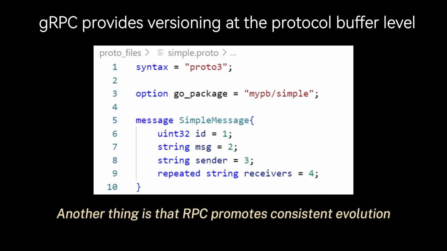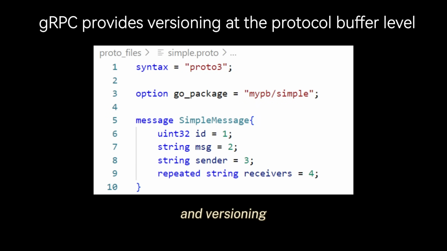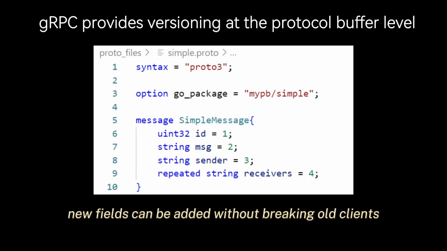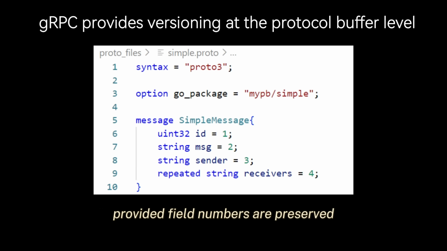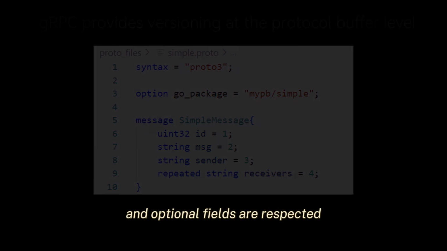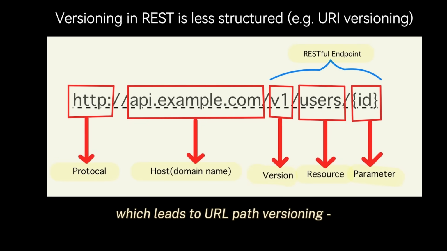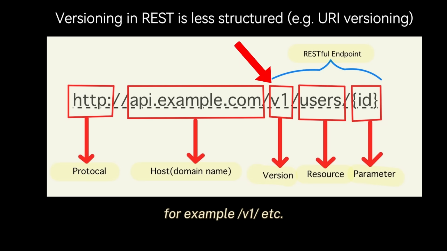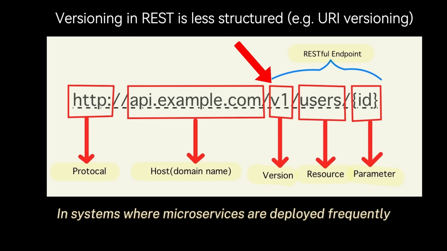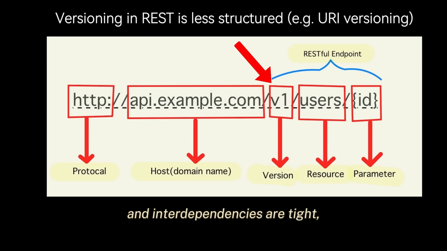Another thing is that RPC promotes consistent evolution and versioning. In these protobuf-based RPCs, new fields can be added without breaking old clients, provided field numbers are preserved and optional fields are respected. Versioning in REST is often much less structured, which leads to URL path versioning, for example /v1/ etc., or inconsistent JSON payload formats. In systems where microservices are deployed frequently and interdependencies are tight, RPC's version control and schema enforcement are very essential for backwards compatibility as well as contract testing.